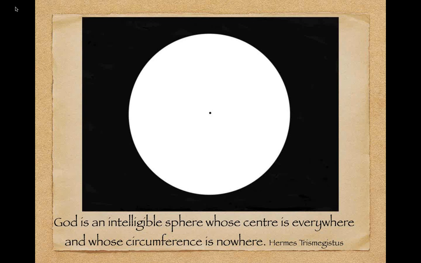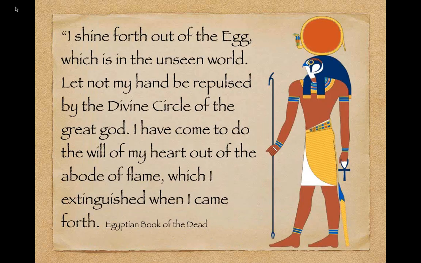Okay. In the Egyptian pantheon, Shiva's parallel can be found in Ra, whereas the Greek Zeus, in spite of his thunderbolt, is a much more personal god and thus is not at this high causal level. From the Egyptian Book of the Dead, Ra proclaims, "I shine forth out of the egg, which is in the unseen world. Let not my hand be repulsed by the divine circle of the great God. I have come to do the will of my heart out of the abode of flame, which I extinguished when I came forth." You're just not going to get much more esoteric than the ancient Egyptian understanding of cosmogony.